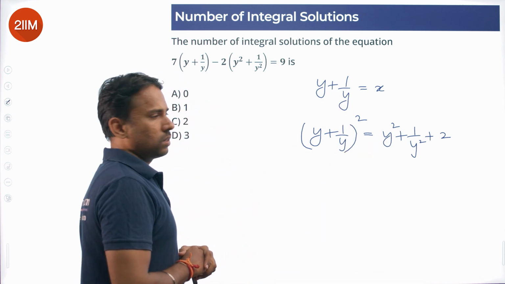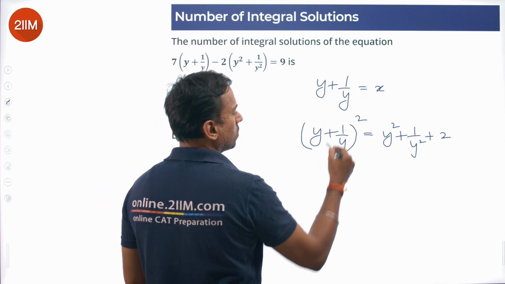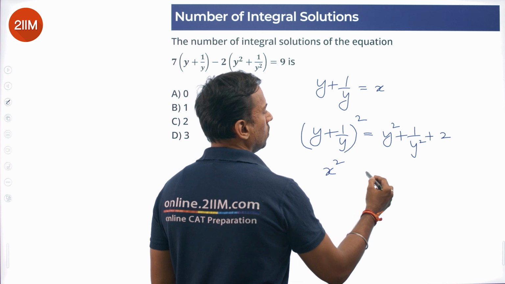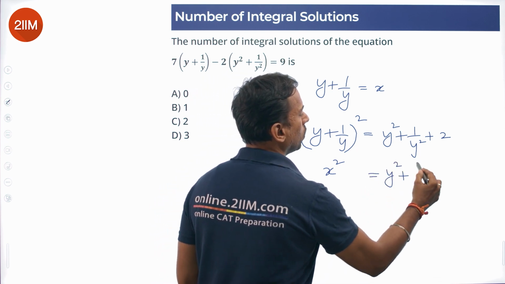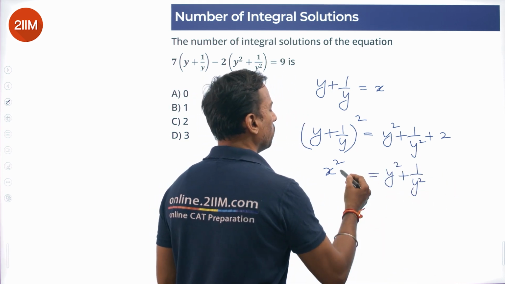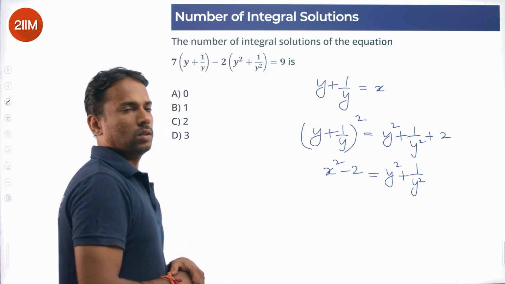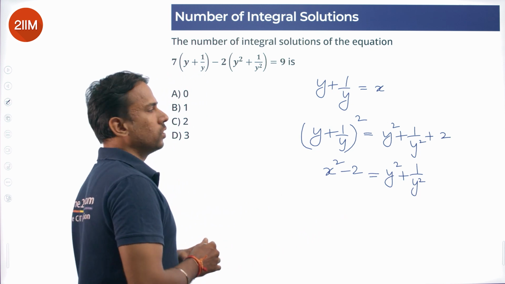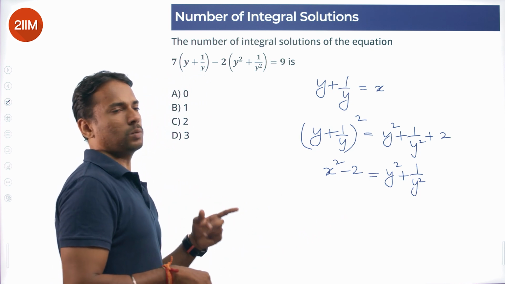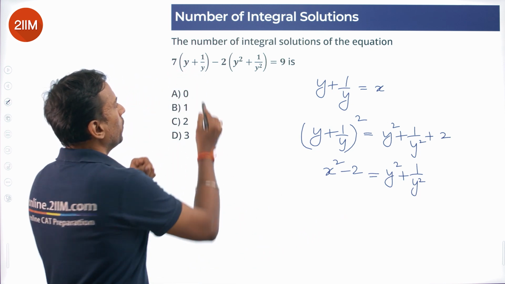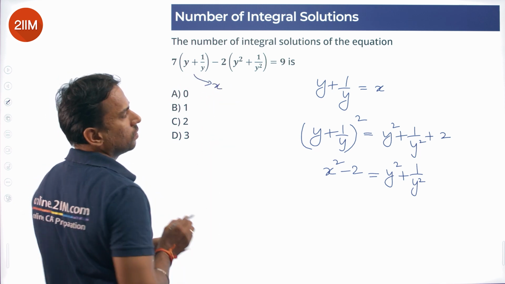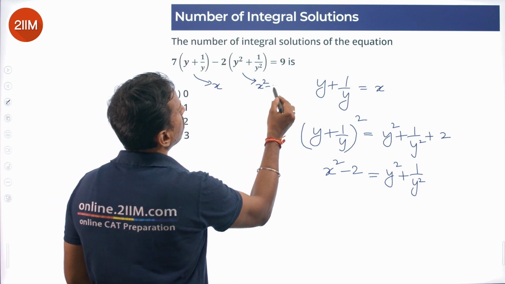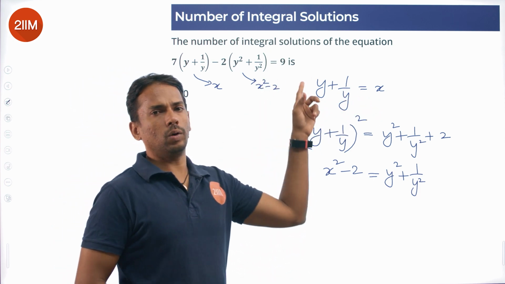As per our assumption, this is x. So x square is equal to y square plus 1 by y square plus 2. I can bring the 2 here, minus 2. That means this became x square minus 2. So while replacing, this will become x, and this will become x square minus 2. And remember, x is y plus 1 by y.